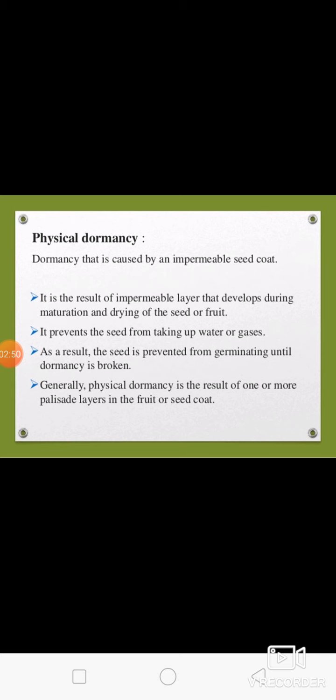Now, physical dormancy. Dormancy that is caused by an impermeable seed coat. It is the result of impermeable layer that develops during the maturation and drying of seed or fruit. It prevents the seed from taking up water and gases. As a result, seed is prevented from germinating until dormancy is broken. Generally, physical dormancy is the result of one or more palisade layers in the fruit or seed coat.